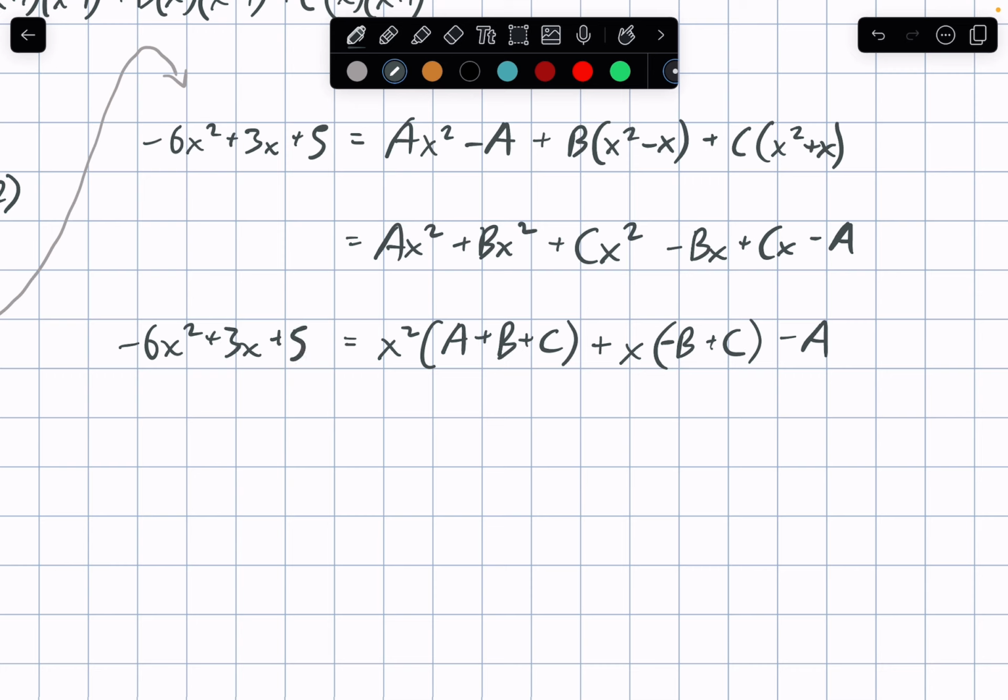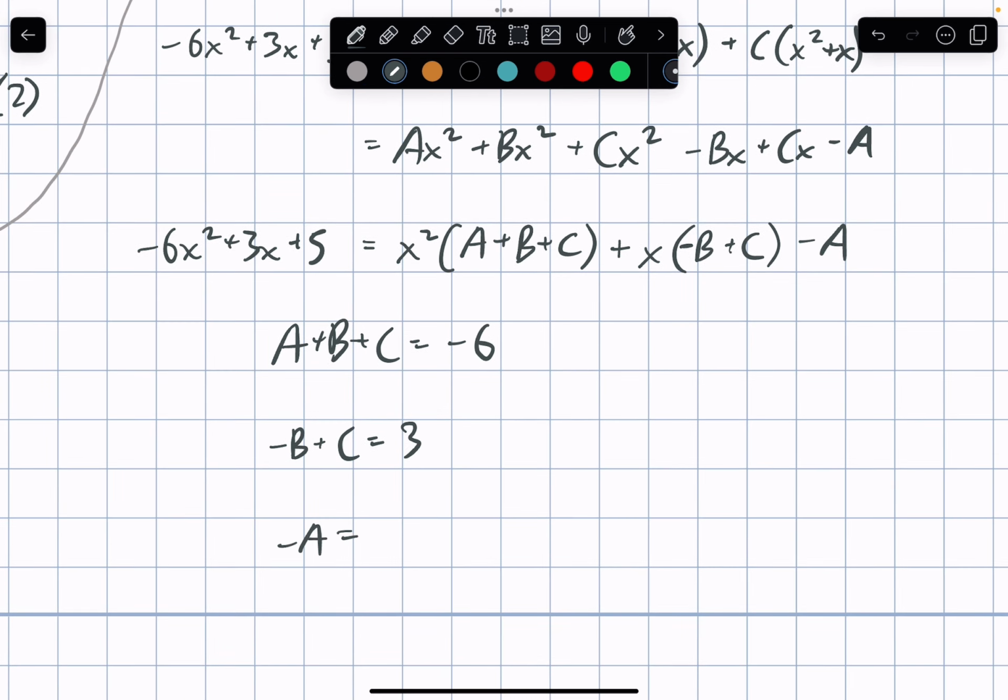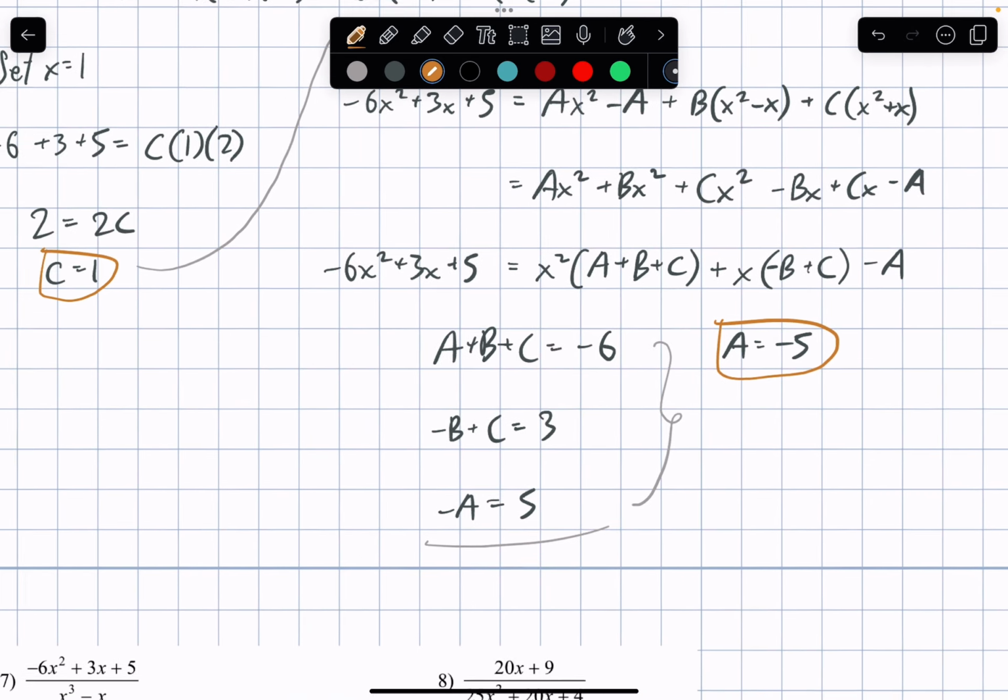Okay. And then the other side, just copy. Now, let's start equating. So, for x raised to 2, we have a plus b plus c equal to the coefficient of the one with x raised to 2. That's going to be negative 6. For this, we have negative b plus c. The coefficient of x is 3, according to the left side. And then we have negative a is equal to positive 5. Continue. It is implied that a is equal to negative 5. That's a given. We can find what b is because we already knew c earlier. Negative b plus 1 is equal to 3. Negative b is equal to 2. b is equal to negative 2.